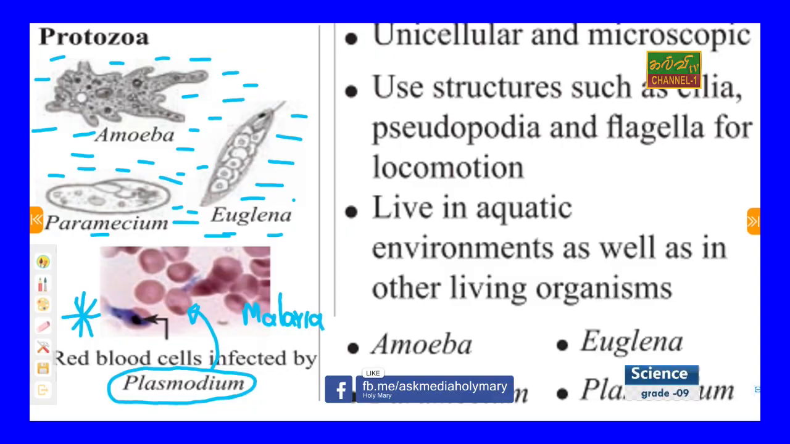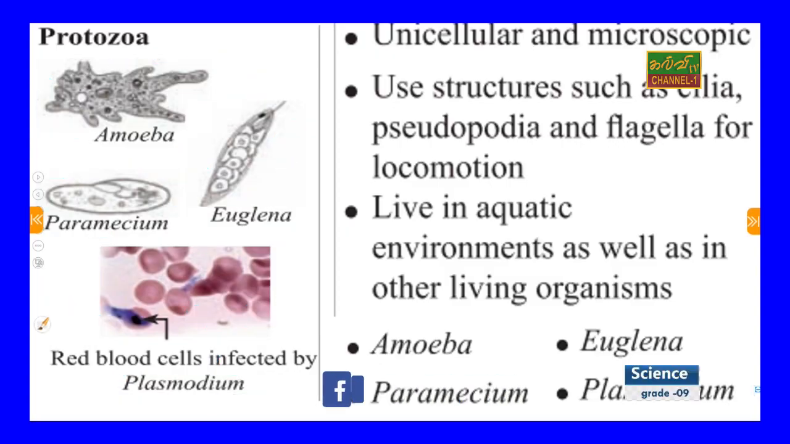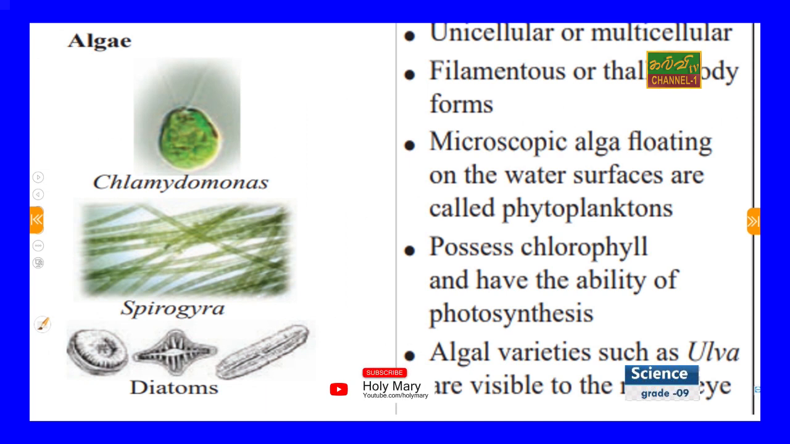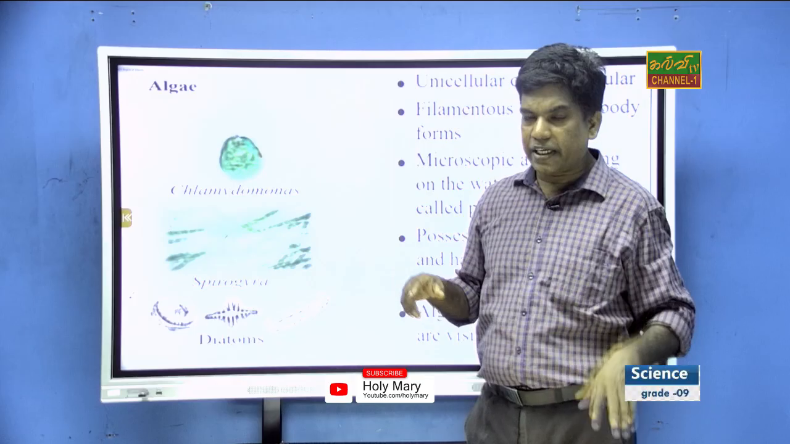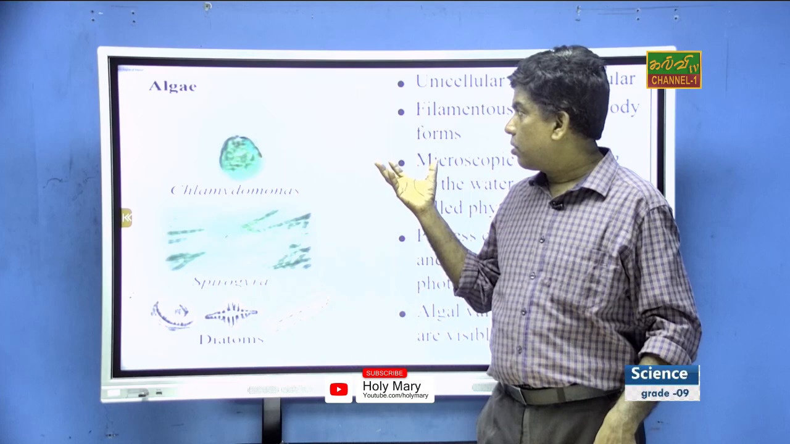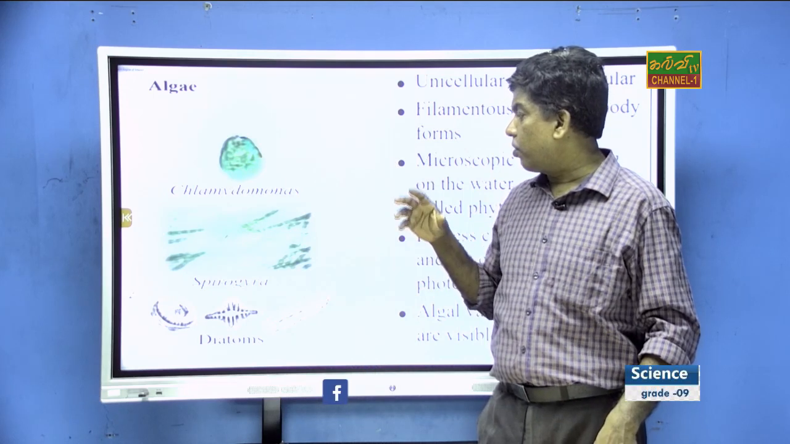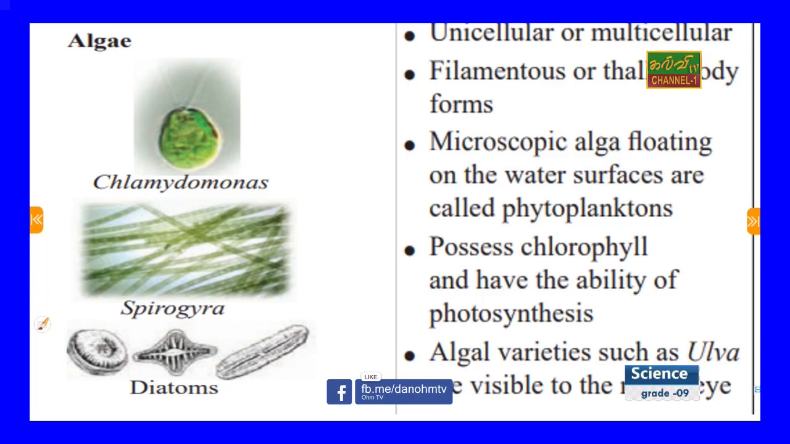Another one, now the next slide. Algae. Yes, these are the first organisms able to photosynthesize. Therefore, most of these algae are found with colored pigments, chlorophyll or something. Here, Chlamydomonas is a unicellular organism.